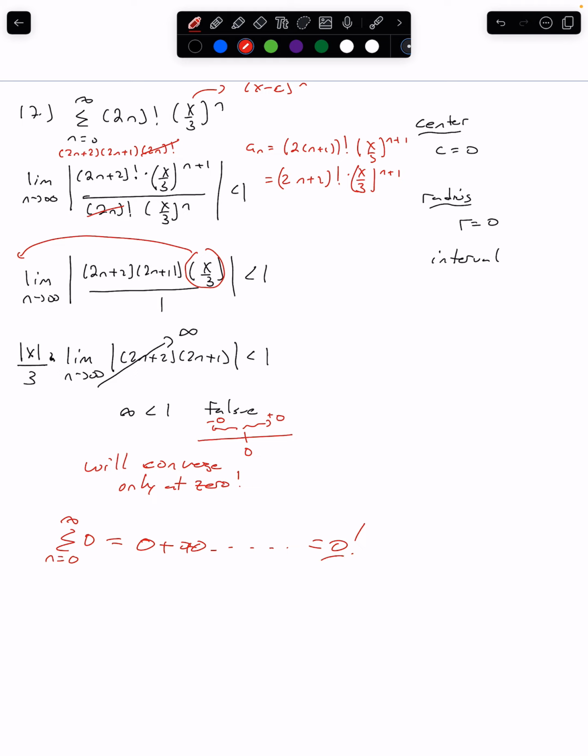So a really quick thing to remember is that all series converge at the center. This one will only converge at the center. So the interval is only going to be x equals 0. The series will always converge at the center.